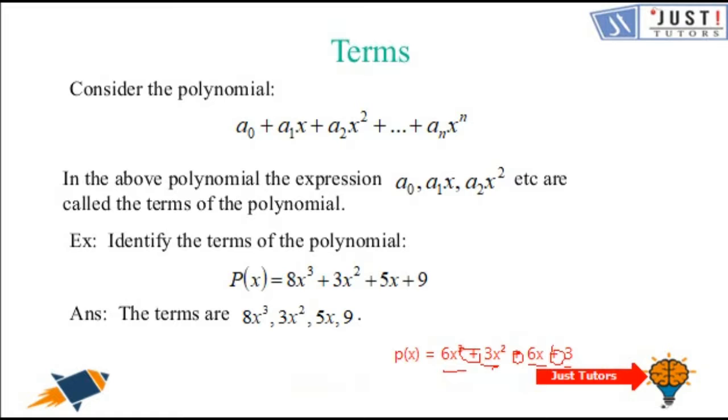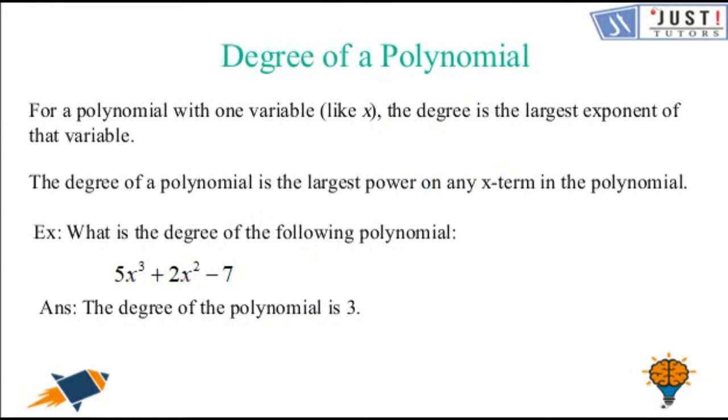Now let's have a quick discussion about the degree of a polynomial. The degree of a polynomial is the largest power on any x term in that polynomial. For example, in the given example the largest power is 3, and that is the degree of the polynomial, which is 3. Let's try one more example. Here in this question, the largest power is 2, and therefore the degree of the given polynomial is 2.